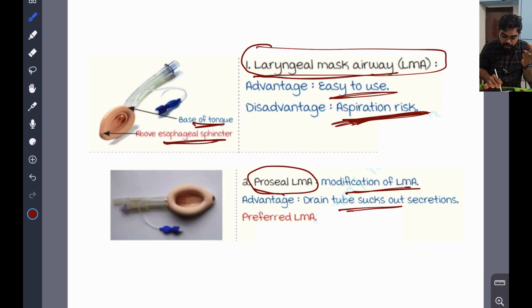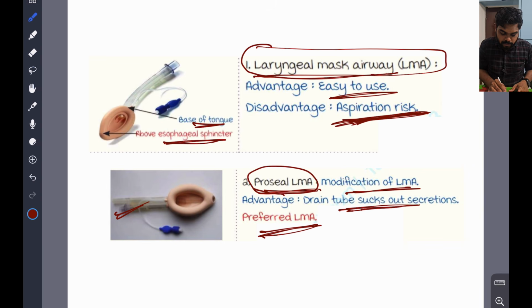So there is an extra tube called a drain tube, which sucks out the secretion. This is the preferred LMA because it has an additional sucking mechanism which sucks the secretions and reduces the risk for aspiration. Okay, that is ProSeal LMA, very important.